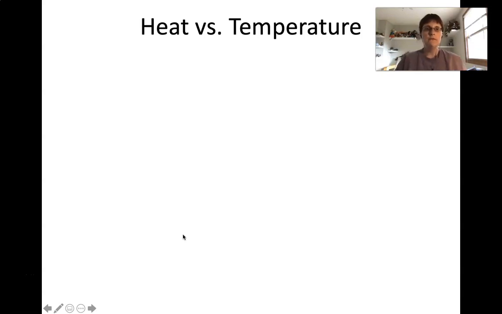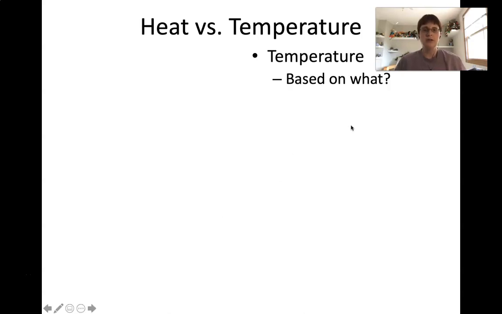All right, so we're finally at the point where we can talk about heat. Up to this point, we've been talking about energy and temperature. So let's see what the difference is between heat and temperature. Temperature is based on what? Well, we talked about in a previous video that temperature is based on the average kinetic energy of the molecules. So it's the average amount of kinetic energy, the moving of the molecules in the object.